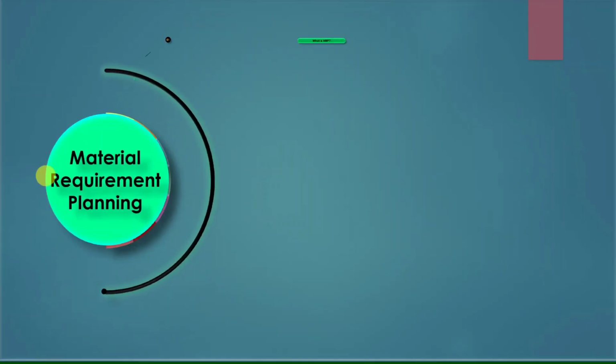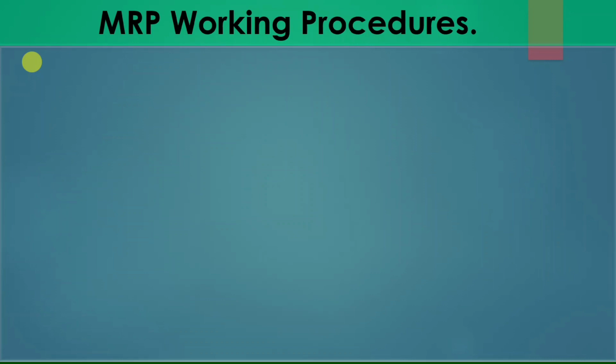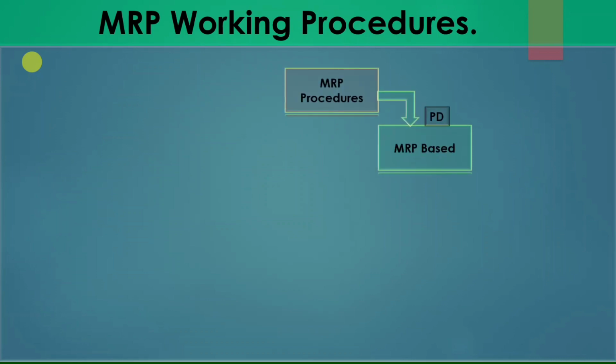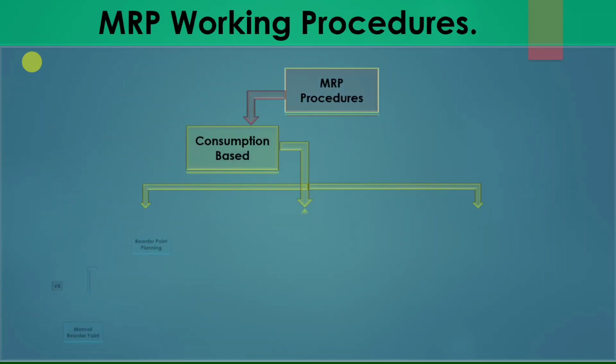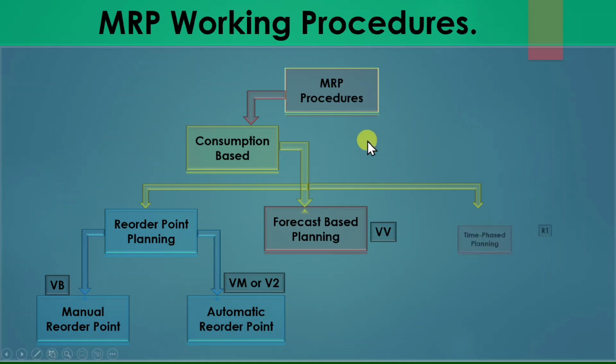So I will not go into the detail of what we have seen so far. I will directly jump into the video and we will start directly with forecast based MRP planning. As you already know MRP very well now, I believe, I will not go into basic details. So we have seen all this PD. In consumption based, we have seen VB, VM, or V2, and today we will see forecast based planning, and its MRP type is VV. So we will go directly to the slide of forecast based planning.